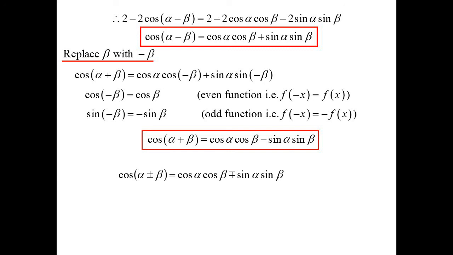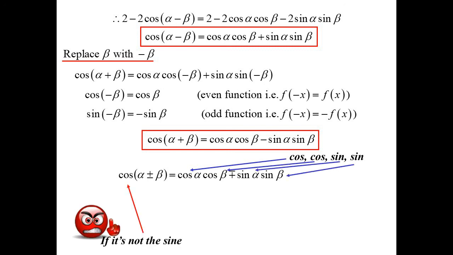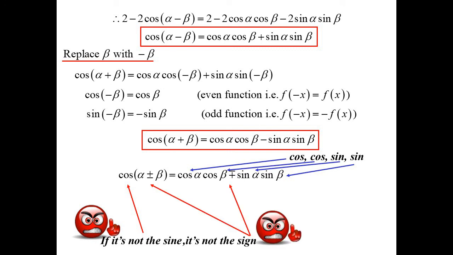Or of course, I could remember it in a much easier way. It's cos, sine, sine. If it's not the sine, because it's cosine, then it's not the sine. So the sign changes. So all you need to remember is cos, sine, sine. If it's not the sine, it's not a sine.